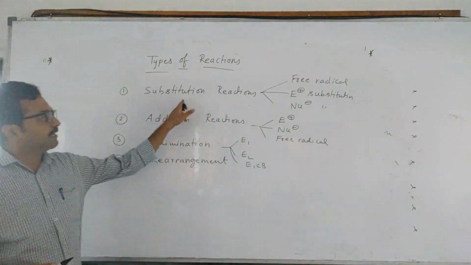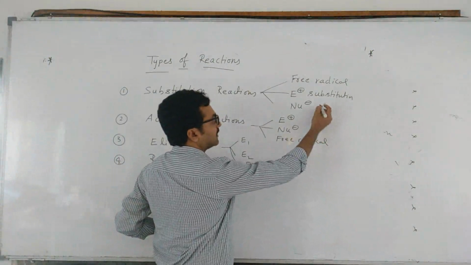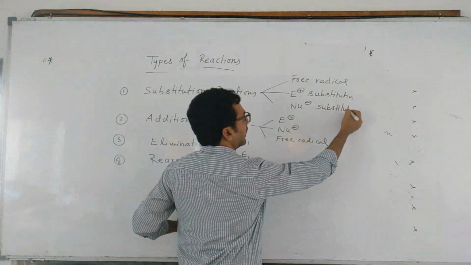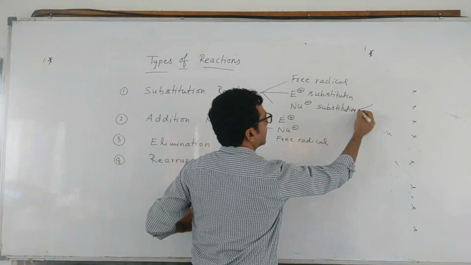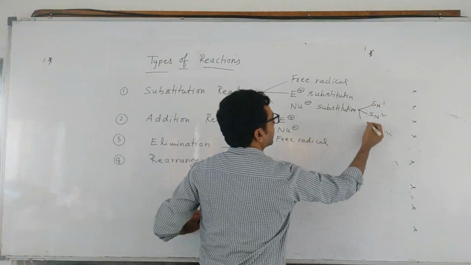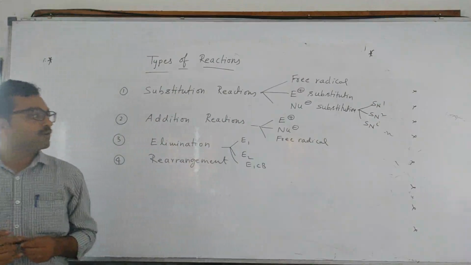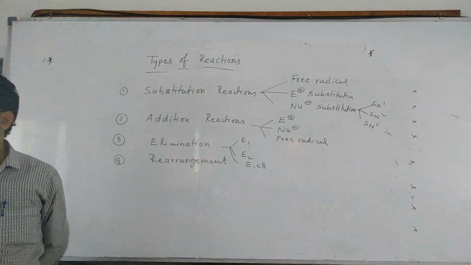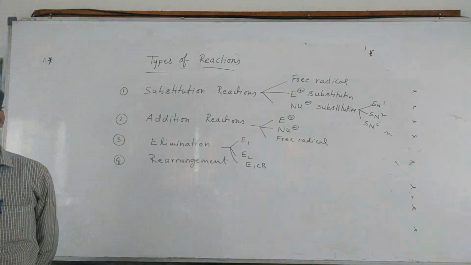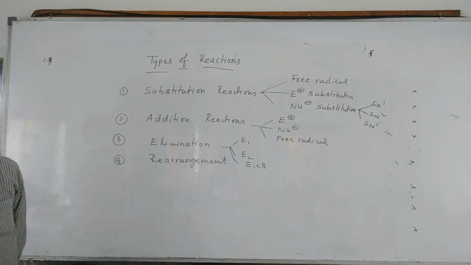Now, in this again, nucleophilic substitution reactions are classified into three types: SN1, SN2, SNi. Unimolecular nucleophilic, bimolecular nucleophilic, and nucleophilic internal. So these are the main types of reactions. So we will see one by one.